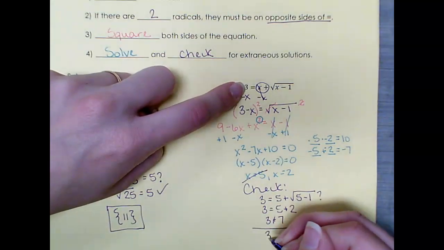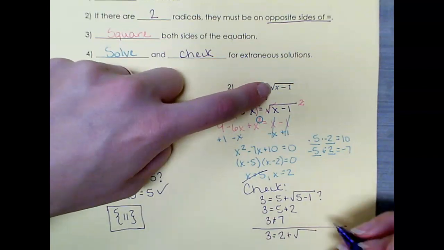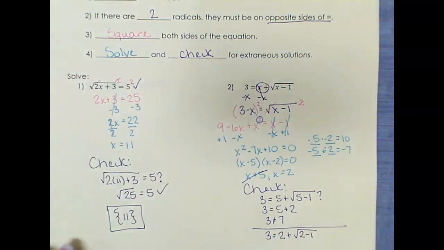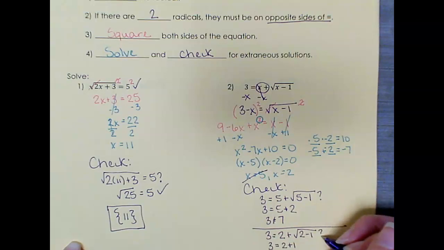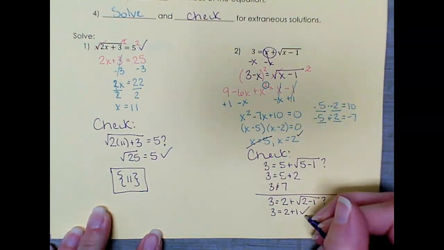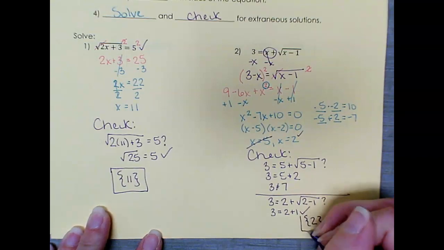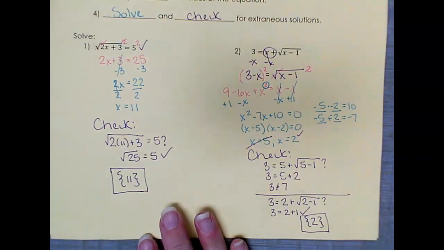So I have 3 equals 2 plus the square root of 2 minus 1. Well, 2 minus 1 is 1, and the square root of 1 is 1. So 3 equals 2 plus 1. Was that true? Yeah, 3 equals 3. So my solution here is not 5 and 2, it's just 2. 5 was extraneous. When I substituted that value in, it didn't work.